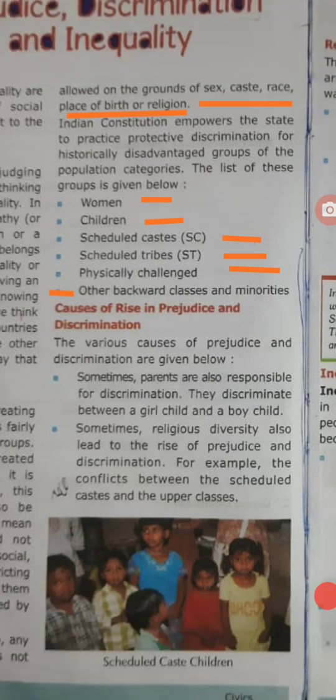So who are these categories? Women, children, scheduled castes, scheduled tribes, physically challenged, other backward classes and minorities. These groups have been discriminated against from the very beginning on the basis of sex, caste, race, place of birth or religion. So we can say prejudice, discrimination, inequality. Prejudice means having a negative feeling towards a group or a person. Discrimination means discrimination on the basis of race, religion, caste, sex. Inequality means that we are not giving equal opportunities to all, whether from rich or poor, upper caste or lower caste. We should provide these opportunities to the disadvantaged groups.